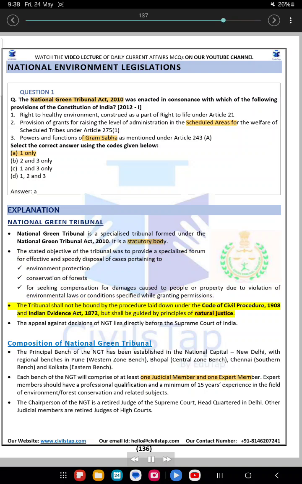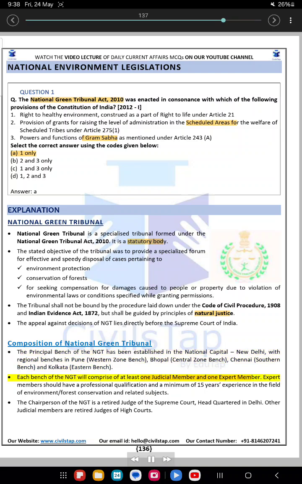The tribunal shall not be bound by the procedure laid down under the Code of Civil Procedure, 1908 and the Indian Evidence Act, 1872, but shall be guided by principles of natural justice. The appeal against decisions of NGT lies directly before the Supreme Court of India. Composition of National Green Tribunal. The principal bench of the NGT has been established in the national capital, New Delhi, with regional benches in Pune, Western Zone Bench; Bhopal, Central Zone Bench; Chennai, Southern Bench; and Kolkata, Eastern Bench.